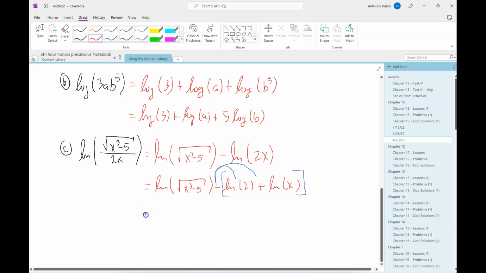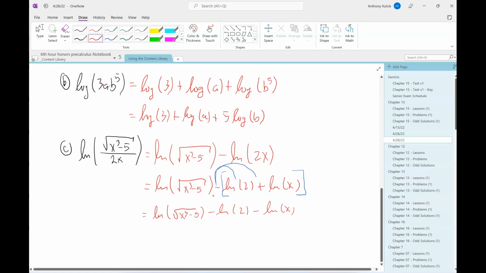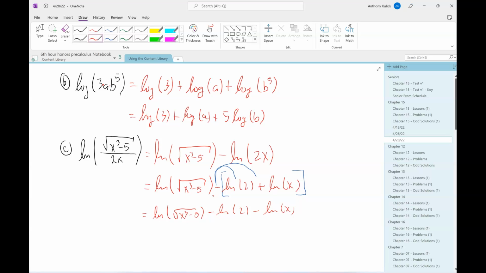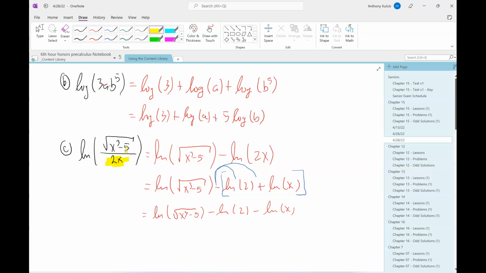So really we should have minus log 2 and minus log x. Probably a third to a quarter of students will miss that every single time. This is me trying to warn you about this. Anytime you see multiplication in the denominator of a fraction like we have here, that should be your cue that you're going to need to distribute that negative. So be on the lookout for that. I'm warning you.